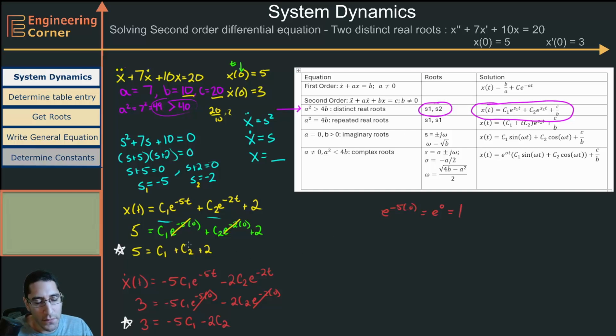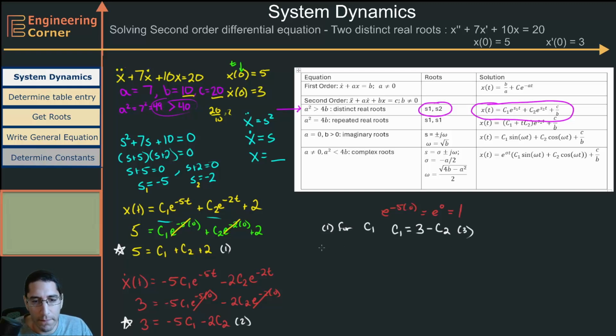So finally, we can solve these 2 equations. I'm going to choose to substitute. I'm going to call this equation 1, and I'm going to call this equation 2. I'm going to solve 1 for, say, C1. So here I'll have C1 is equal to, if I move the 2 over, I get a 3, and I subtract the C2 over, I get minus C2. We can call this equation 3.